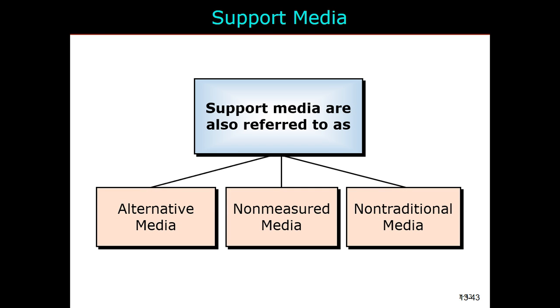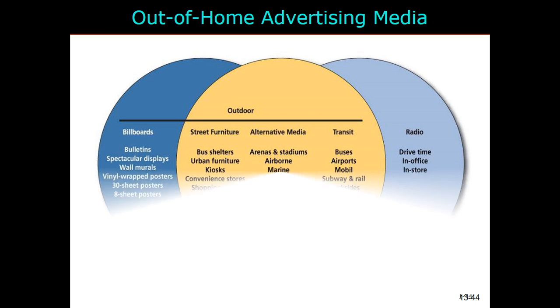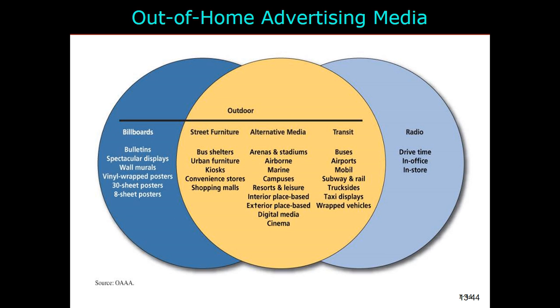Support media. Next, we're talking about support media. That's also known as alternative media, non-major media, or non-traditional media. Like outdoor, billboards, street furniture, alternative media, transit. Sometimes we have radio as well. These are called out-of-home advertising media.